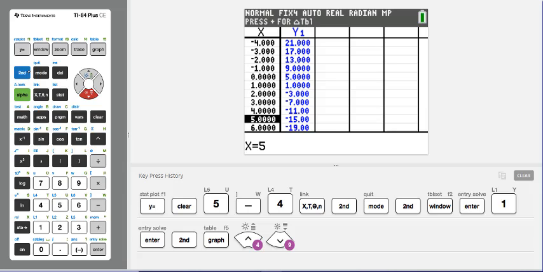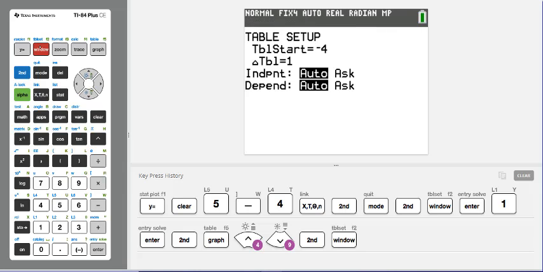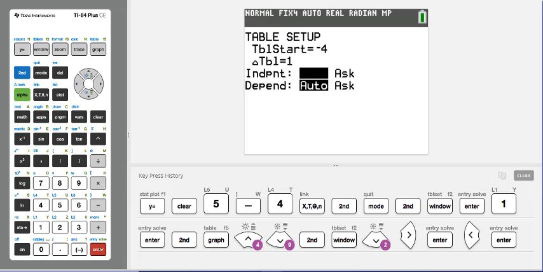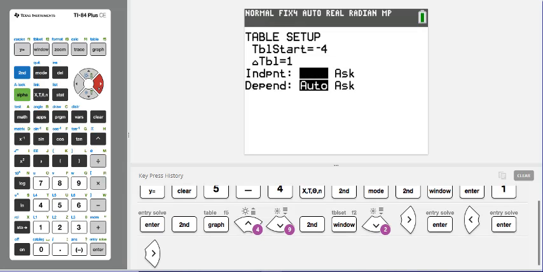And how to do that is second window. When it's spaced out like that and has some oddities as far as x values that are not in a progressional increment, you want to have it do ask. Now, if you want to see it auto-generate, then you have to go back over here, arrow over, and hit enter to make it go back to auto. But only do it for the independent, not the dependent. The independent is the x value. All right, so I'm going to tell it to ask.